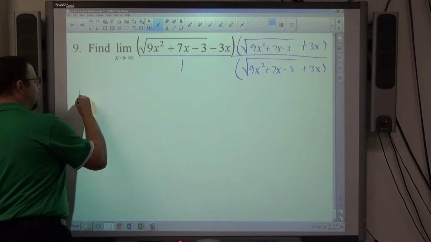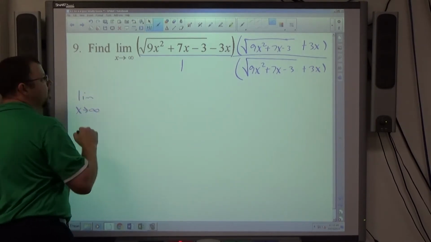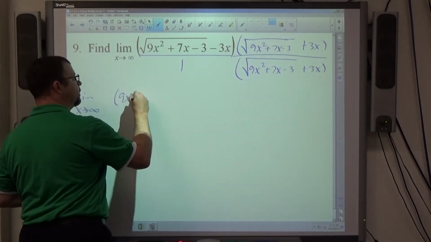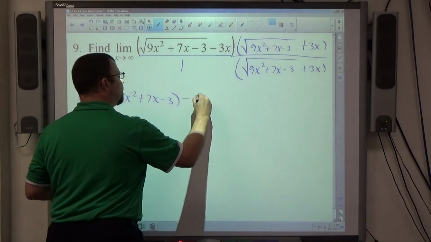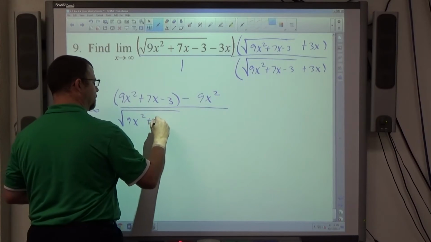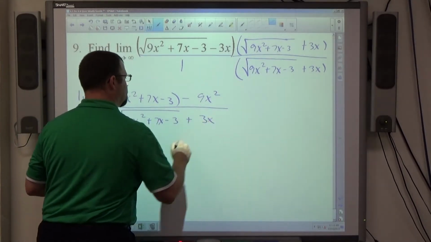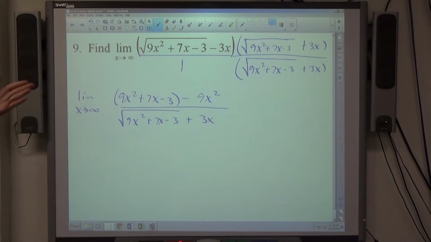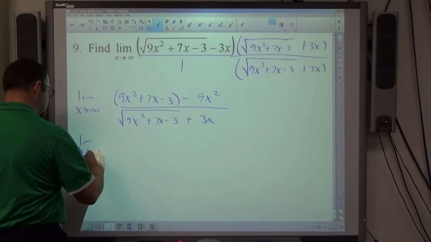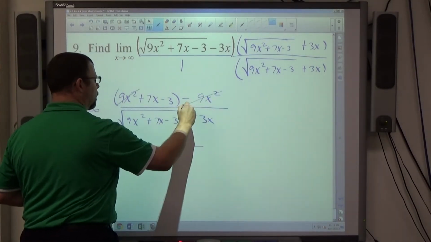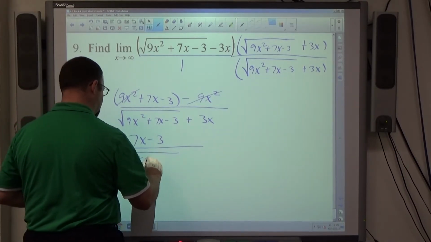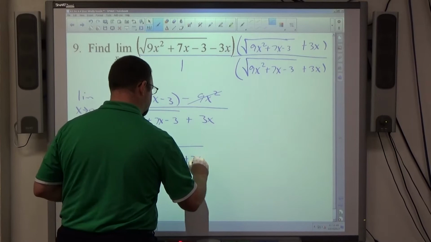So we're going to get the limit as x approaches infinity. Difference times sum of the same two objects gives me the first object squared minus the second object squared, all over the bottom, which is 1 times that, so just that. If I simplify the top as much as I possibly can, I'm going to end up with 9x squared minus 9x squared canceling, so 7x minus 3 on top, and the square root of 9x squared plus 7x minus 3 plus 3x in the bottom.